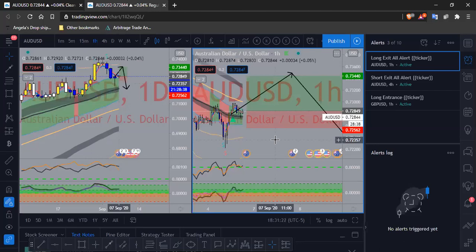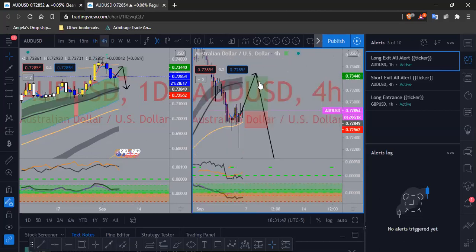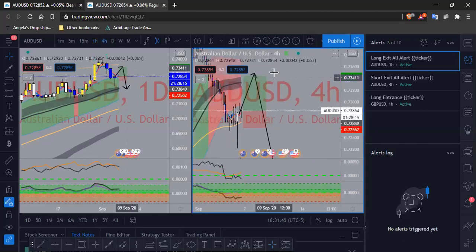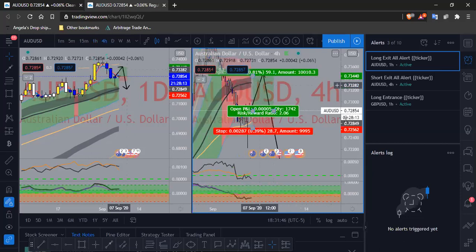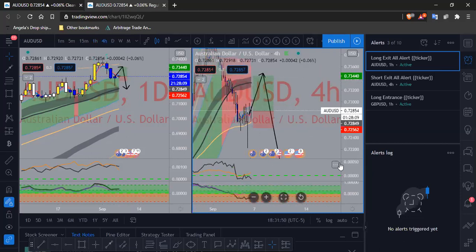AUDUSD 0.72562. I do want to see price go up to 0.7500. So I'm actually going to make this 4-hour time frame. Actually, yeah, I'll take it up there. I'm okay with taking it up to 0.73440. I'm okay with taking it. And let's see how that plays out.